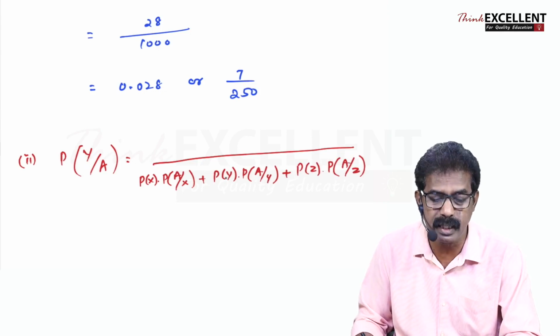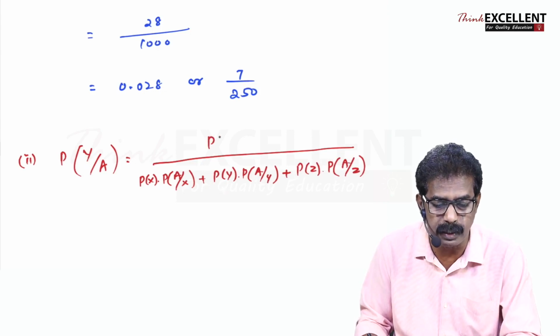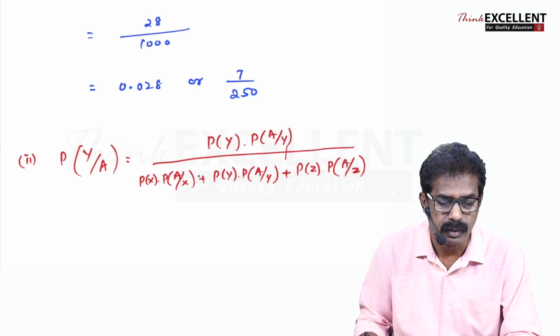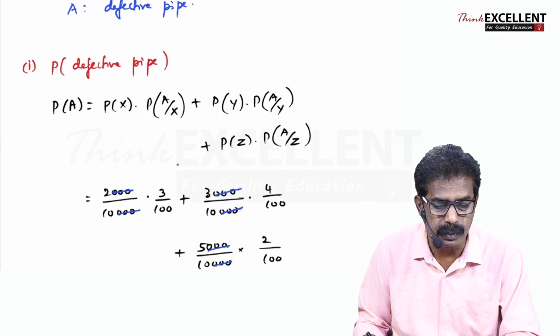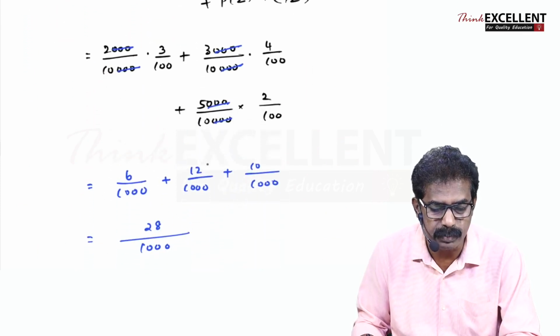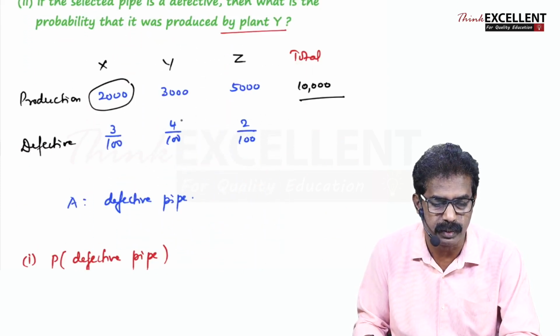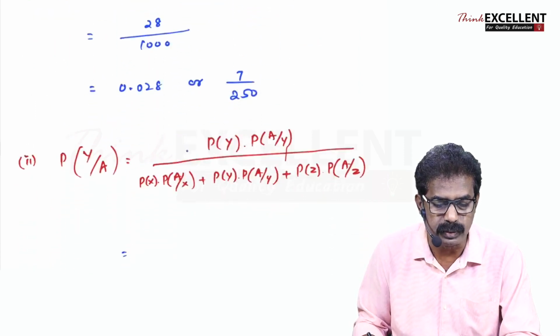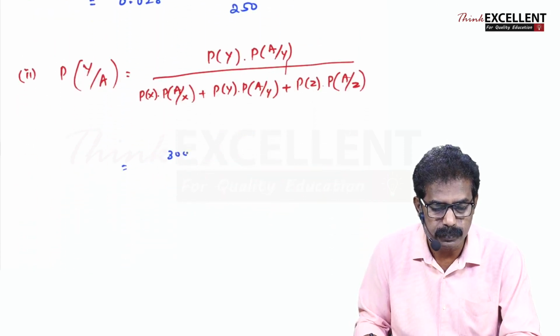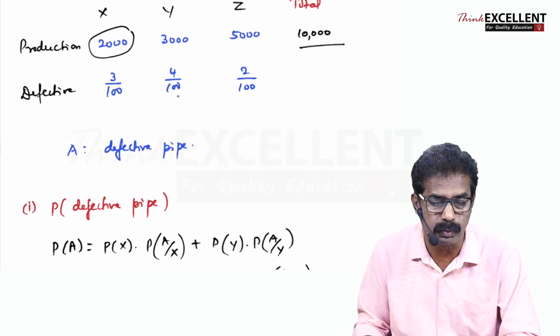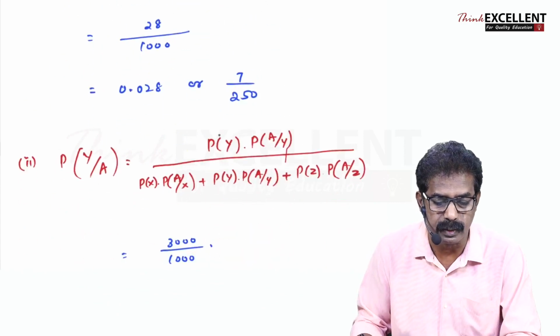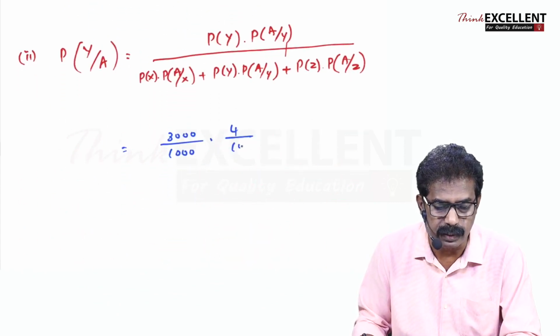Numerator, since Y is there, you write the second term in the numerator, P of Y into P of A given Y. Listen carefully how to write P of Y into P of A means the second term, right? Second term, this is your answer, but anyhow you write the steps. 3000 by 10,000. That's the production P of Y into which gives a defective one, second one, right? 4 by 100.